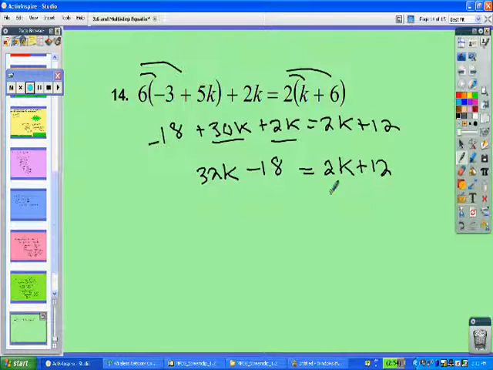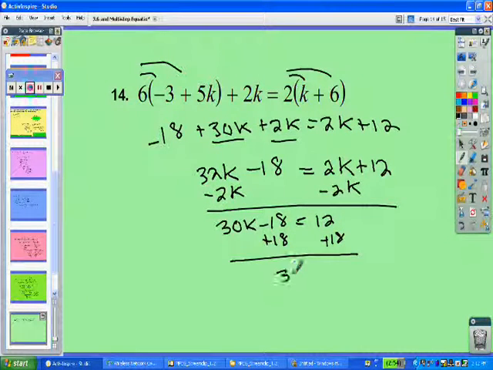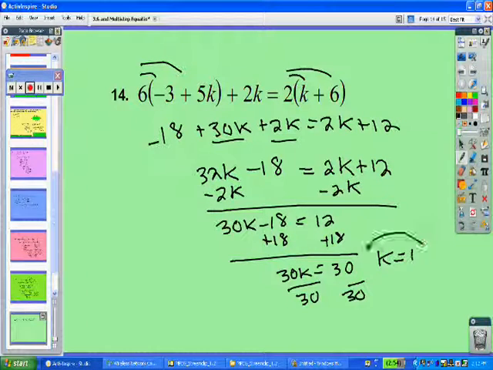Now, I need to get the k's on the same side. I would have subtracted 2k from both sides. So I get 30k minus 18 equals 12. Add 18 to both sides. So I get 30k equals 30. Divide, so k equals 1. Alright, good job.